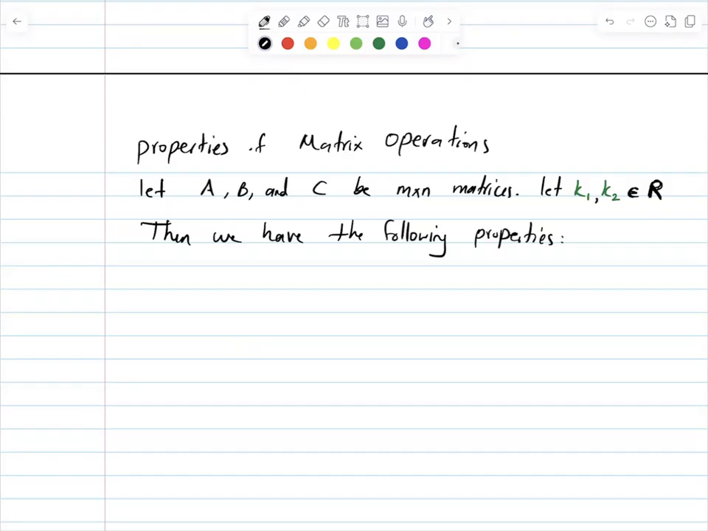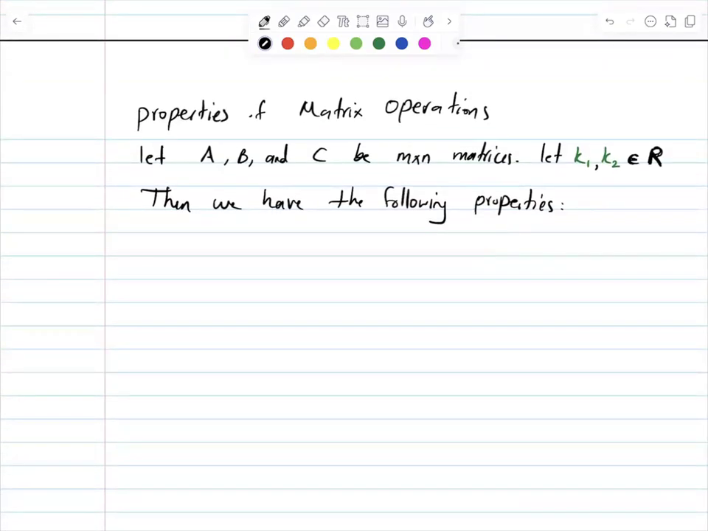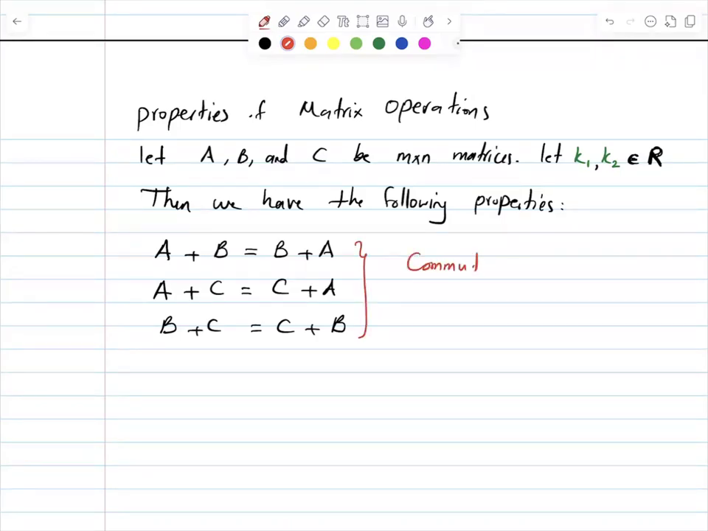First of all, you have addition of two matrices and their order is not important. What do I mean by that? A plus B is the same as B plus A. Or A plus C is the same as C plus A. The order is not important. B plus C is the same as C plus B. These are called commutative property of addition.